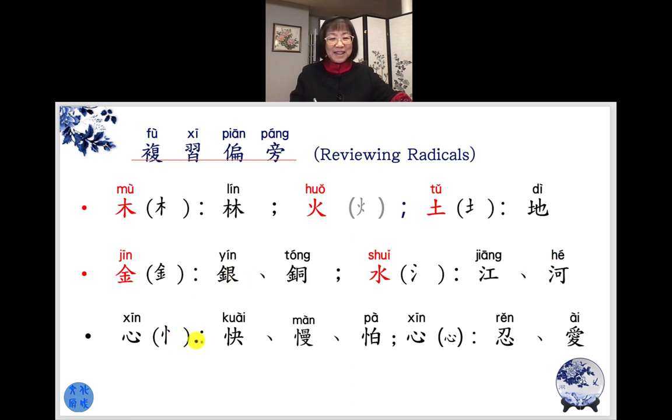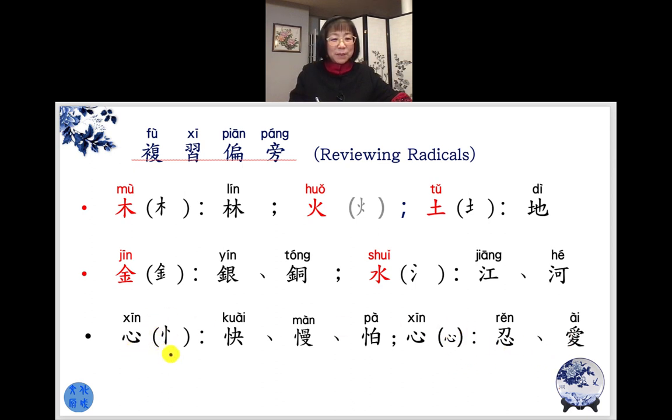The last one, 心, 心 the heart. 心 has two kinds of 偏旁。One is a left 偏旁 and the other could be a bottom or middle.